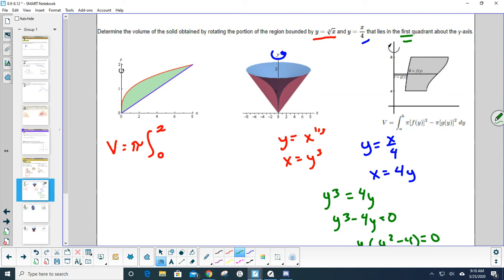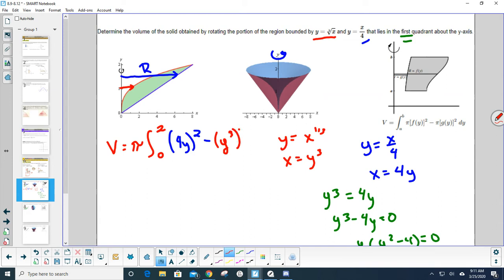So now we have to say, okay, capital R, we're rotating it about y. Capital R is the farthest out function. So capital R is my 4y, and I'm going to say 4y squared minus little r. Capital R is going to have the shape in it. Little r is like the hollow shape that you have to do to get to it. So right here, I'm going to have, that was my y cubed, darn it, y cubed quantity squared.